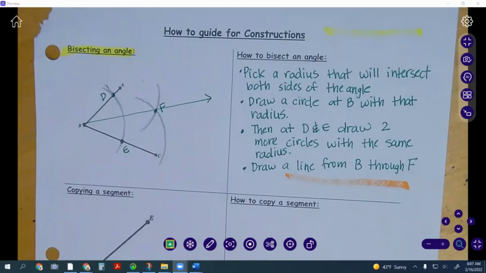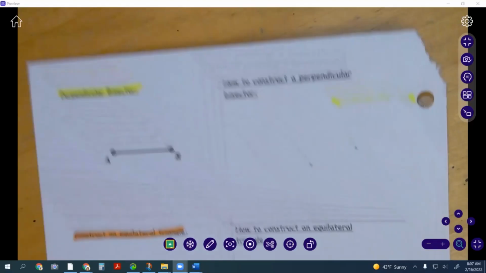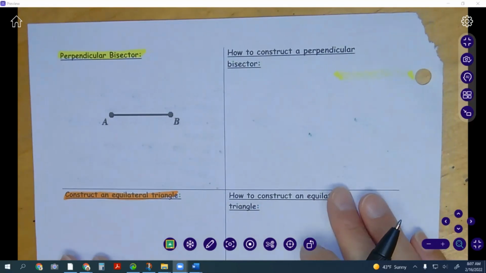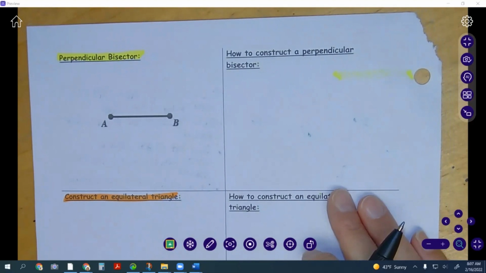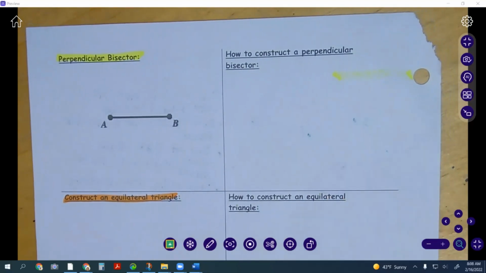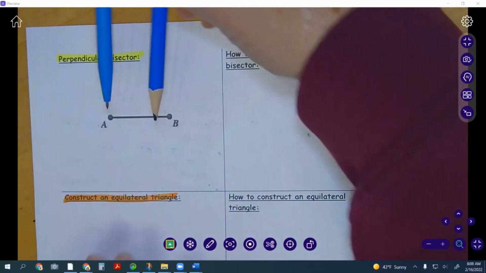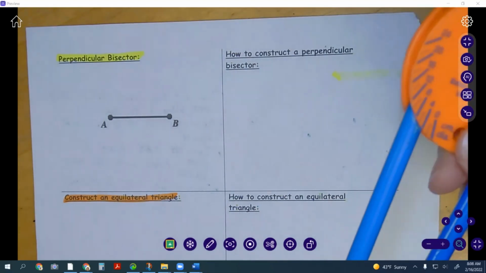So now we're going to turn to the next page, and we're going to look at this perpendicular bisector. Okay, perpendicular bisector. Perpendicular means it meets at 90 degrees. Bisector means it cuts it in half. So what we're going to do is pick a radius. It doesn't really matter what size radius you pick.